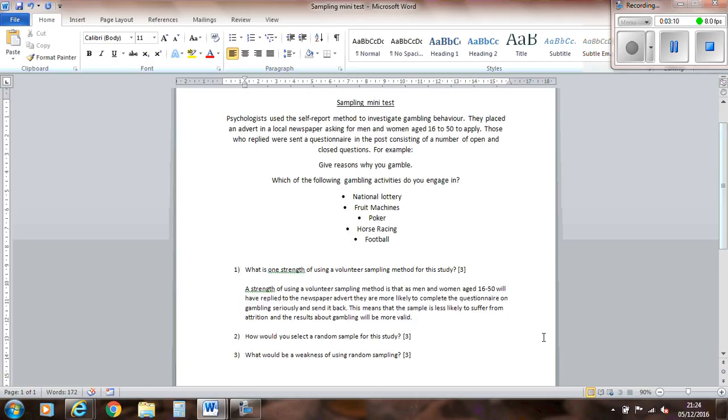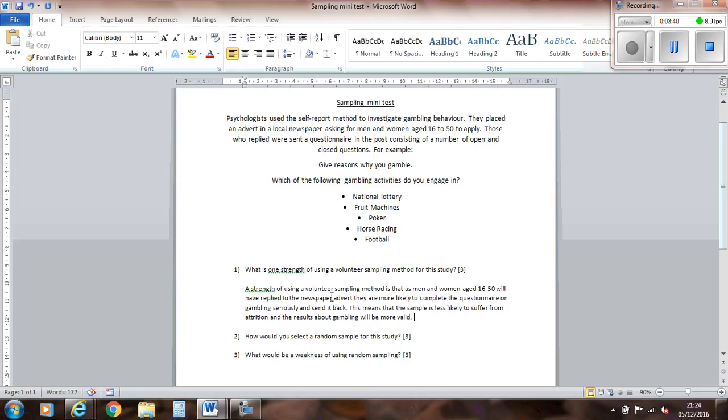I'm kind of making two points there because I'm saying it's not going to suffer from attrition, which means that you're going to have a large enough sample size to be able to explain gambling behaviour. And if people drop out, it means that you're going to bias your sample, and you don't reselect a volunteer sample, so you would never say that in this answer. But then I'm also saying because they've taken it seriously, it means they're going to be more valid. But I've said two points, so I need to pick one, really.